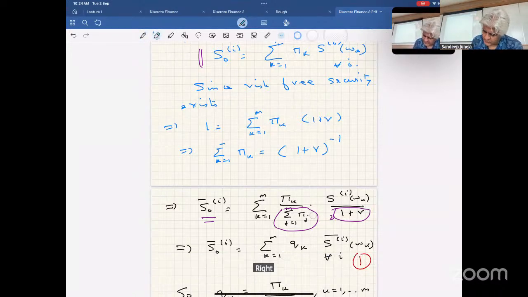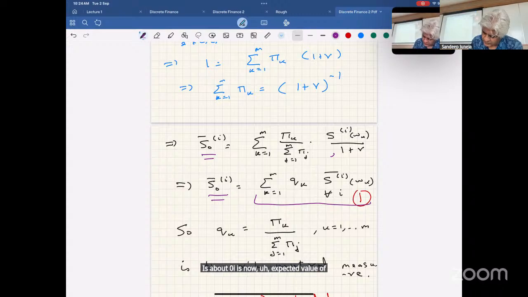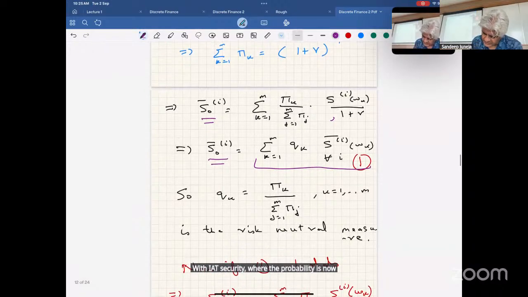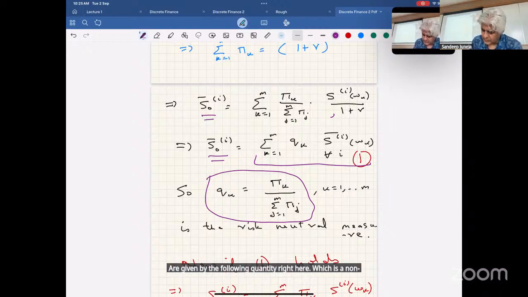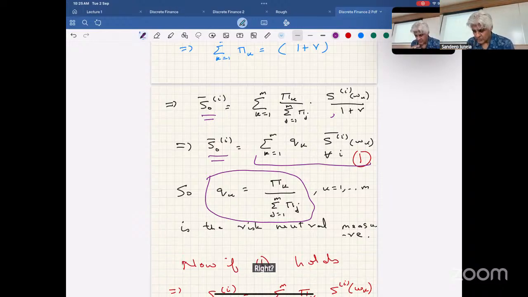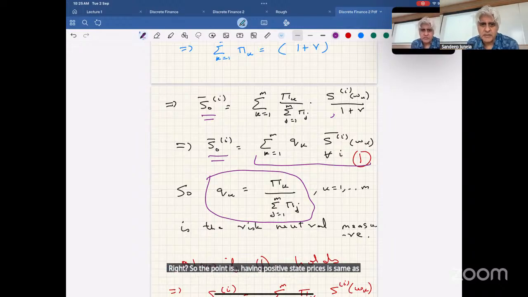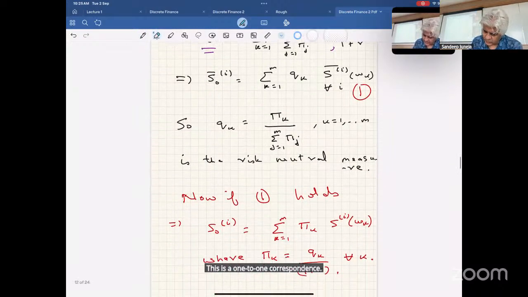Right? And once I do this, what I get is S bar 0i is now the expected value of the discounted payoff for the ith security, where the probabilities in this expectation are given by the following quantity right here, which is a non-negative quantity which sums to 1. Right? So the point is, having positive state prices is the same as having risk neutral probabilities. This is a one-to-one correspondence. The other way around also works.